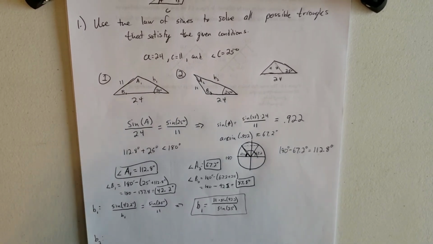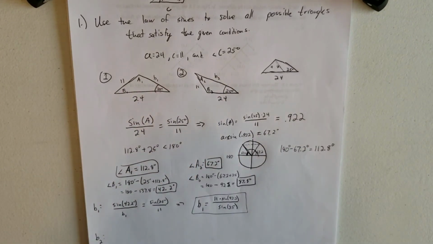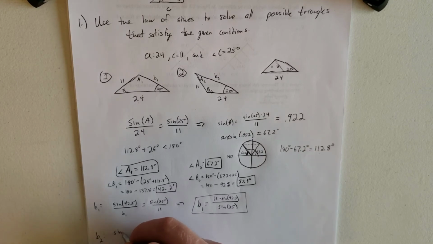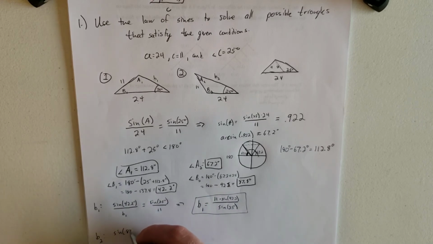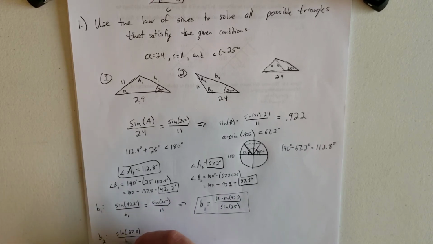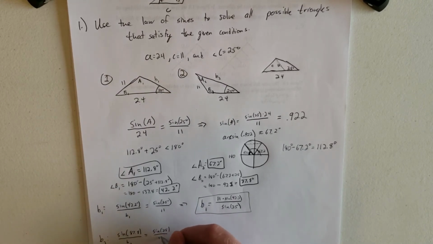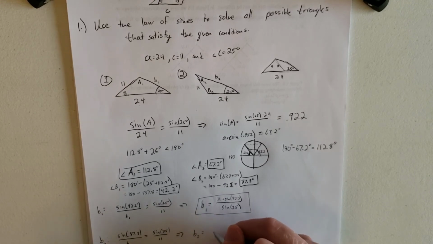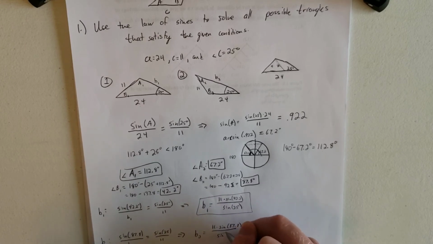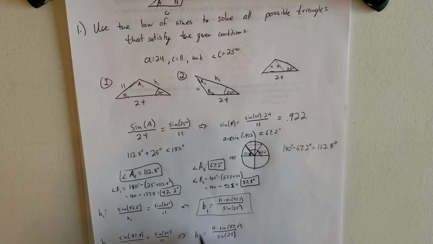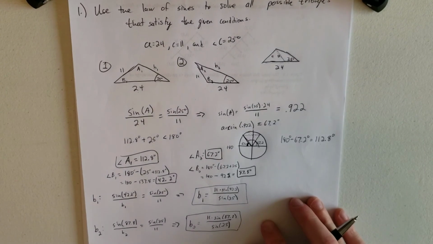We do the same thing for B2 here, except we use triangle 2's information. And that is, of course, that sine of, and now we have angle B2, so that was 87.8, all divided by b sub 2 is equal to sine of 25 over 11. This tells us that b2 is equal to 11 times sine of 87.8 divided by sine of 25. And again, you plug that into the calculator and you can determine what b2 is.